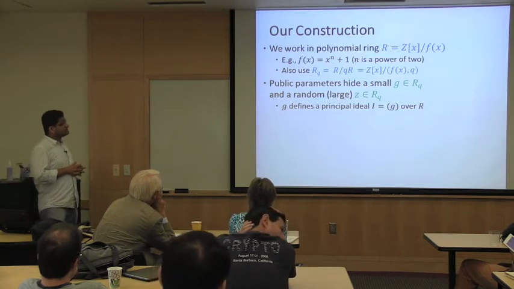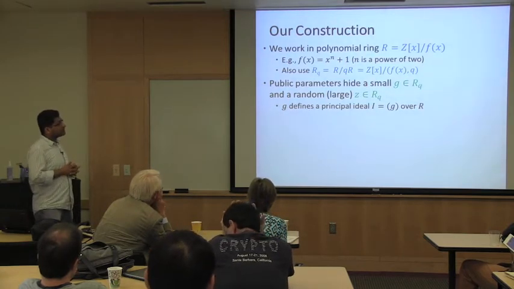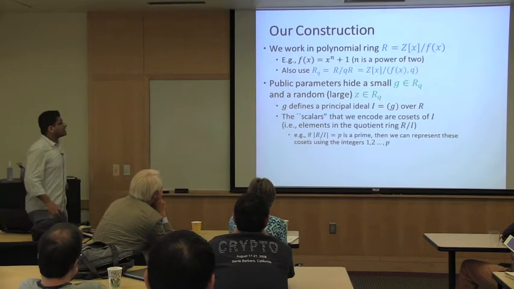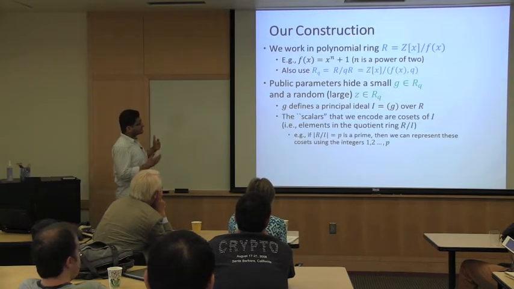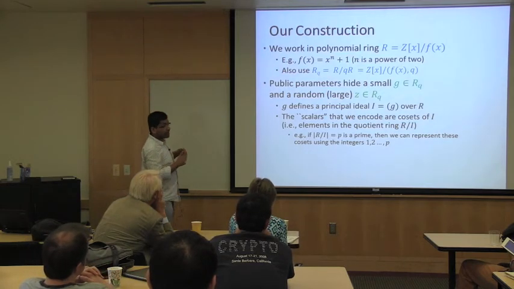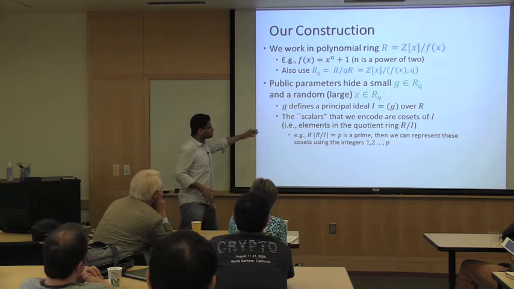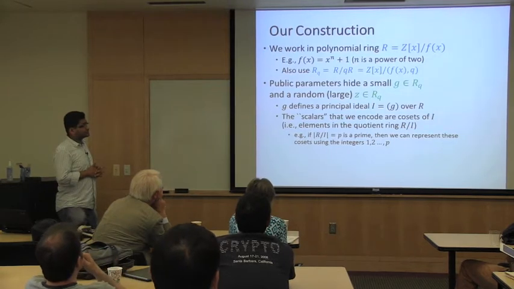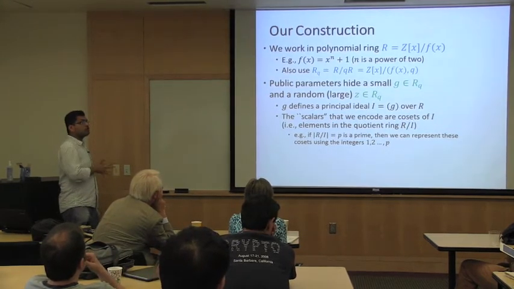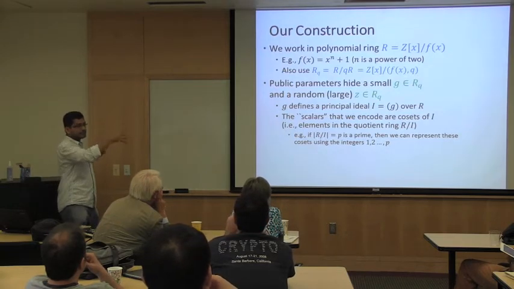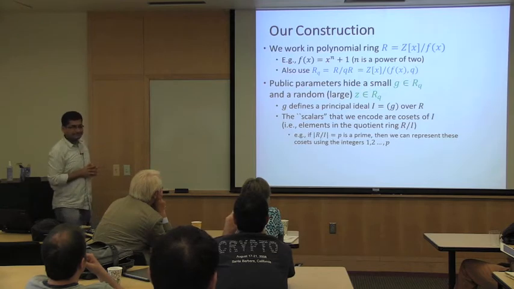Now let's say this g defines a principal prime ideal I over R. What I'm going to look at is that the scalars corresponding to the Z_p in the definition that I just stated are now going to be sets, which correspond to the cosets of R by I. The quotient ring R/I corresponds to the Z_p space, but each coset is represented by a bunch of elements that represent my sets.